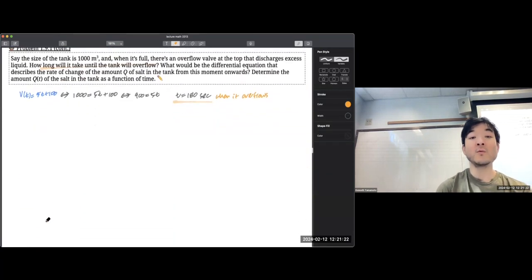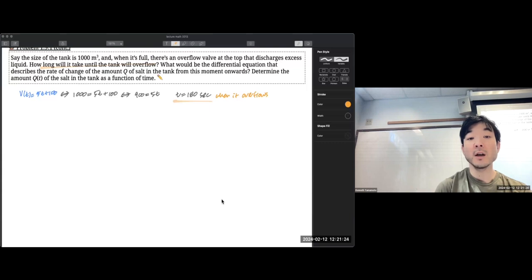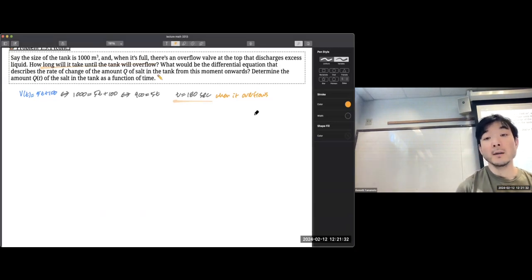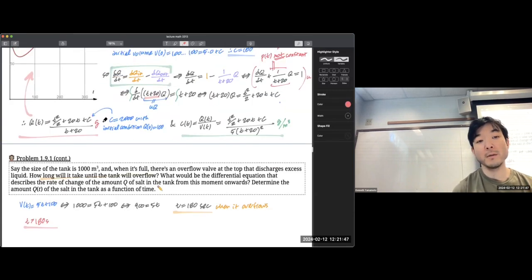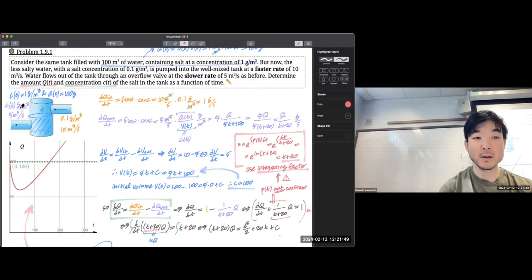So you want to write the differential equation for when t is greater than 180 seconds and onwards. Let's look at the picture. The picture is going to be essentially the same as this picture right here. So I'll just copy and paste this.